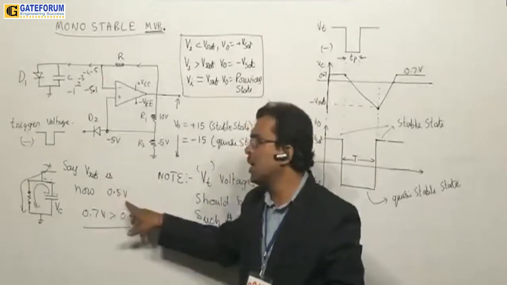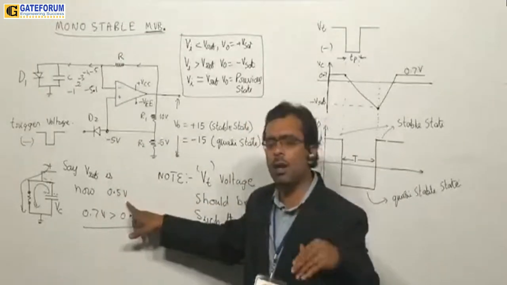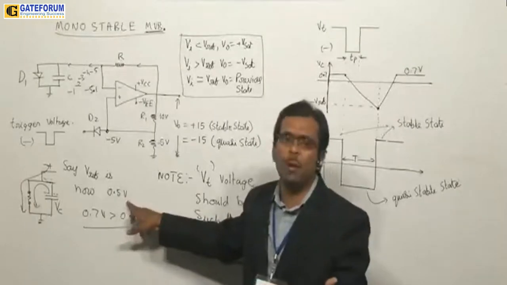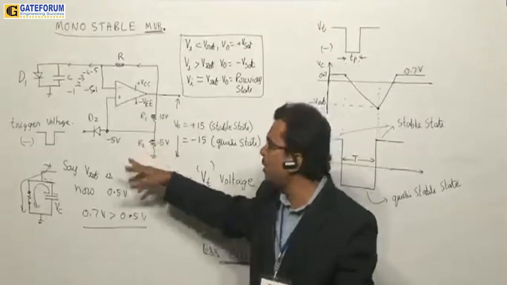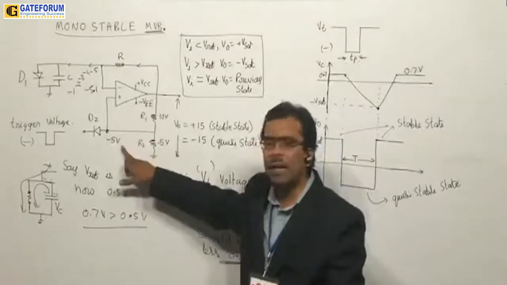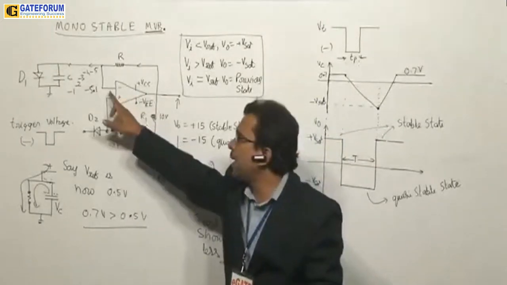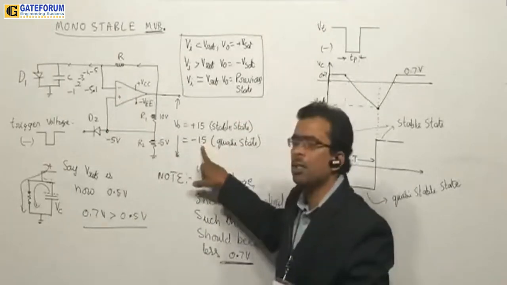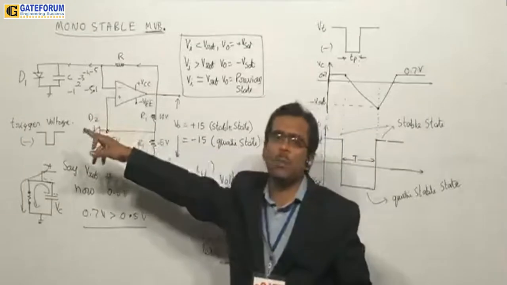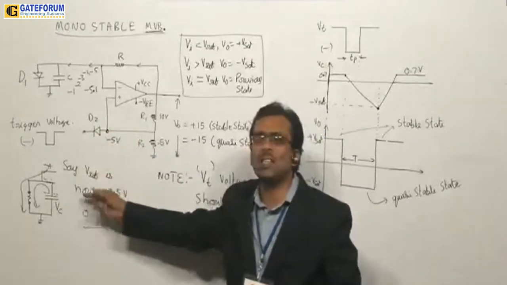So say for example, we are saying just now, say it is 0.5. For example, I have taken it. You can go any voltage less than 0.7 volts. Once you come down any voltage less than 0.7 volts, then immediately you will observe here that the input will become greater than reference and output will shift to minus Vsat. And when it is minus Vsat, first D1 diode will get reverse biased.